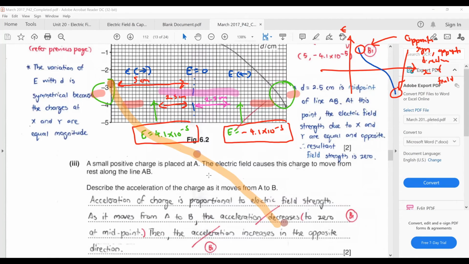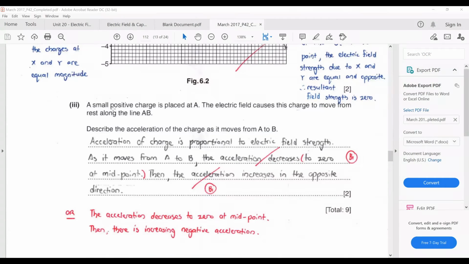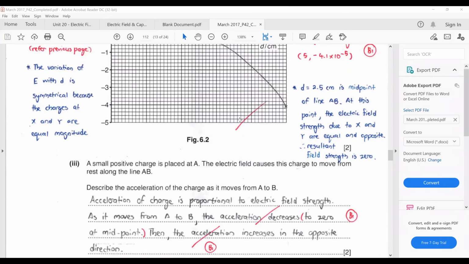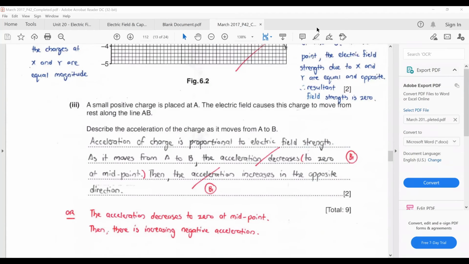Then after that, this is the part where you need to talk a bit about the motion of the object. So let me just clear this one off. All right. Now they tell you a small positive test charge is placed at A. The electric field strength causes the charge to move from rest along line AB. Describe the acceleration of the charge as it moves from A to B. Now, maybe I should just draw here. This is the variation of your electric field strength versus distance. It looks something like this. This is your E versus X.